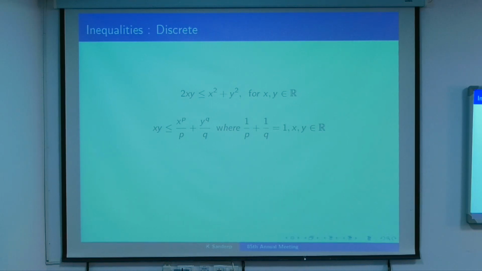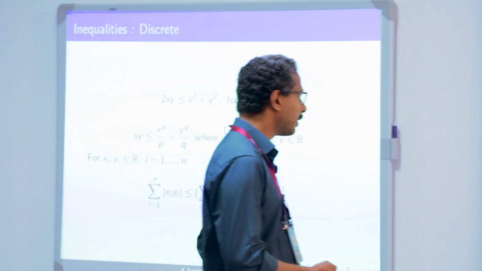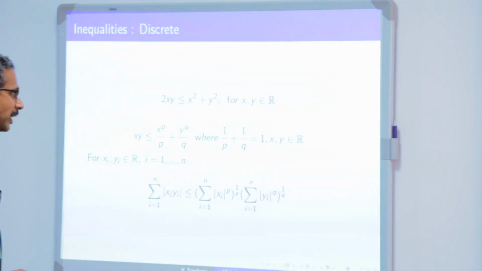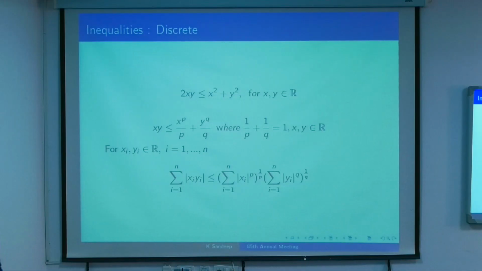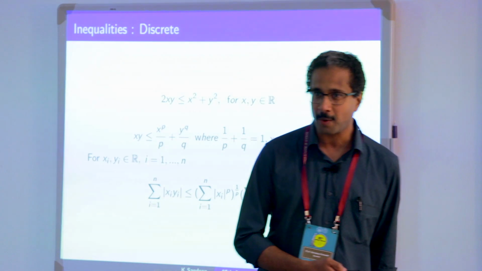Another inequality which you may be familiar with is what is known as Young's inequality: xy is less than or equal to x to the power p by p plus y to the power q by q, where 1 by p plus 1 by q is equal to 1, and x, y are elements of R. This is the same as the previous inequality when p and q are both equal to 2. There is another inequality of this kind, known as the Cauchy inequality: the sum of mod x_i y_i is less than or equal to the sum of x_i to the power p, to the power 1 by p, into this. I am just giving you some inequalities to recall what inequalities are.